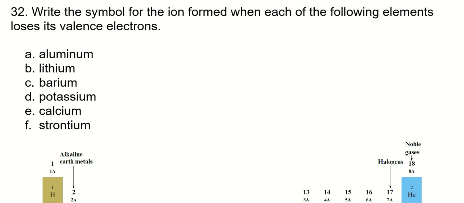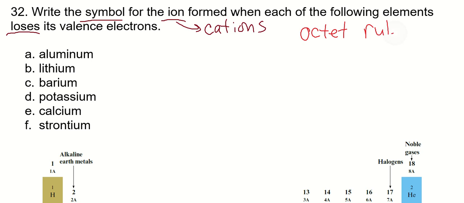Problem number 32, we're asked to write the symbol for the ions. And these are going to lose valence electrons, so these are all going to become cations. So you get a positive ion, we call those cations. All right, it is very important that you get this down second nature before we move into bonding. So we're trying to show why these atoms lose electrons in the first place: to achieve the octet rule.